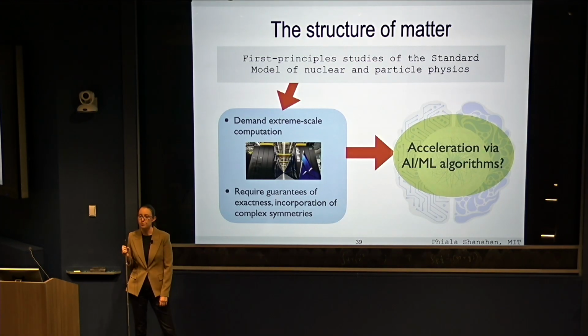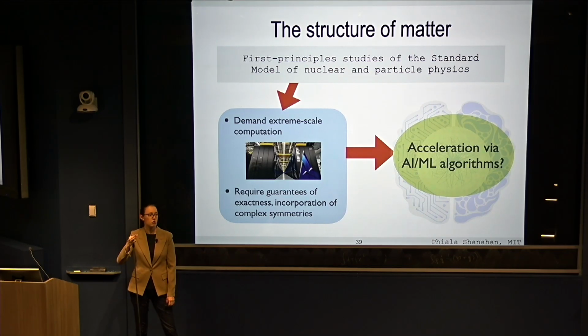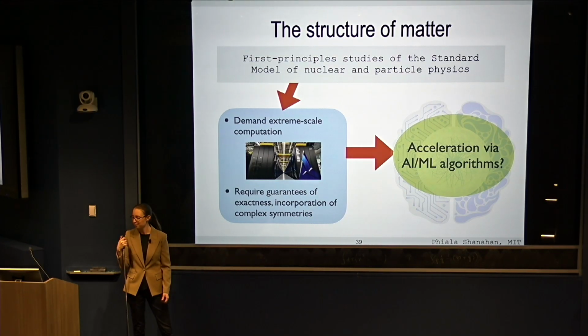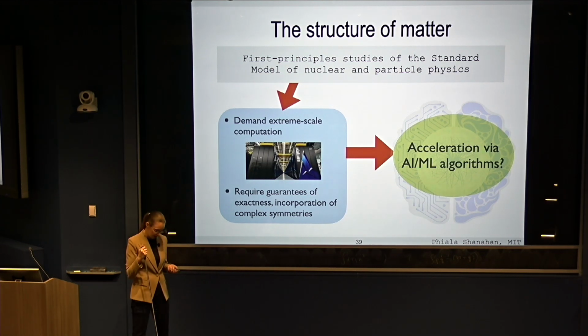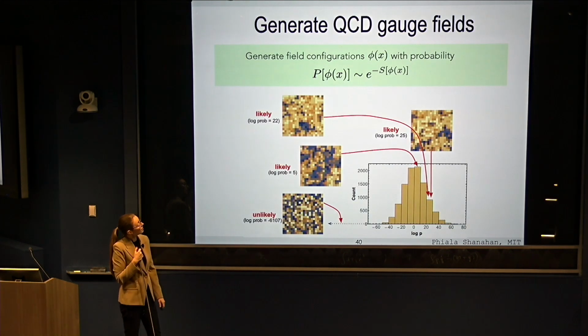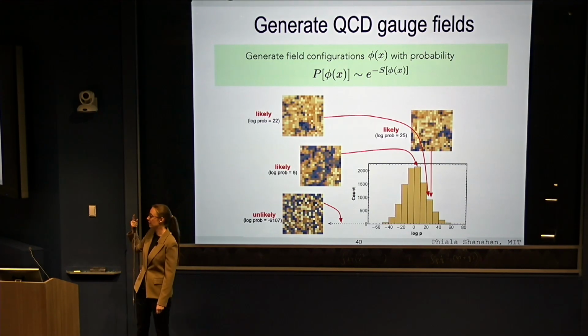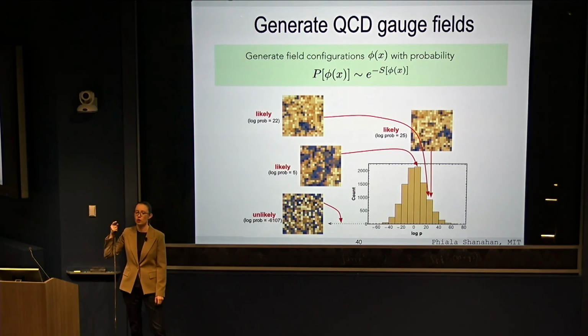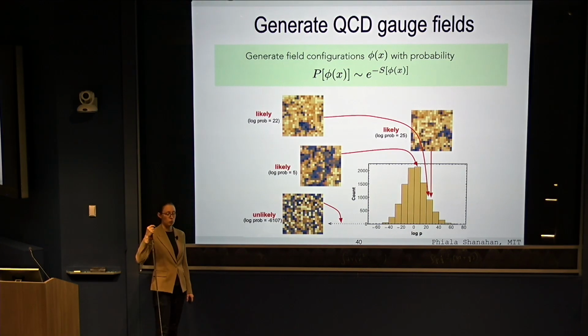Okay, so we're talking about first principles calculations starting from equations, right? The standard model of particle physics, fundamentally, it's a set of equations that demand extreme scale computation. You might immediately think about machine learning. Machine learning has really revolutionized a lot of things that demand extreme scale computation. Can we accelerate these calculations that way? Now, let me present just one problem that occurs at the very first stage of every lattice field theory calculation, no matter whether you're trying to calculate the structure of the proton or a nuclear reaction rate.